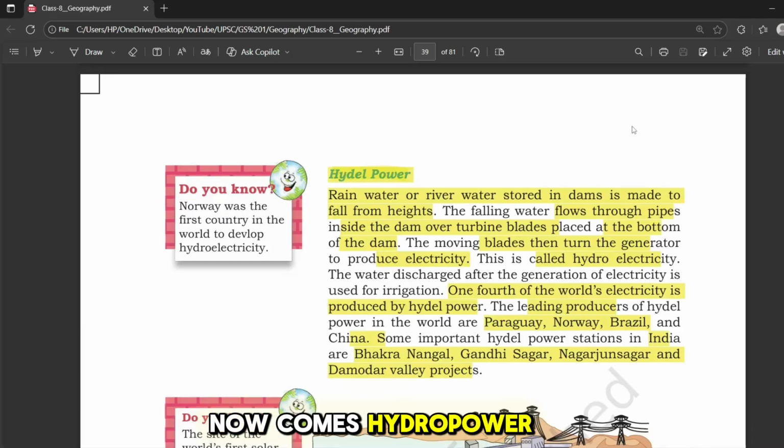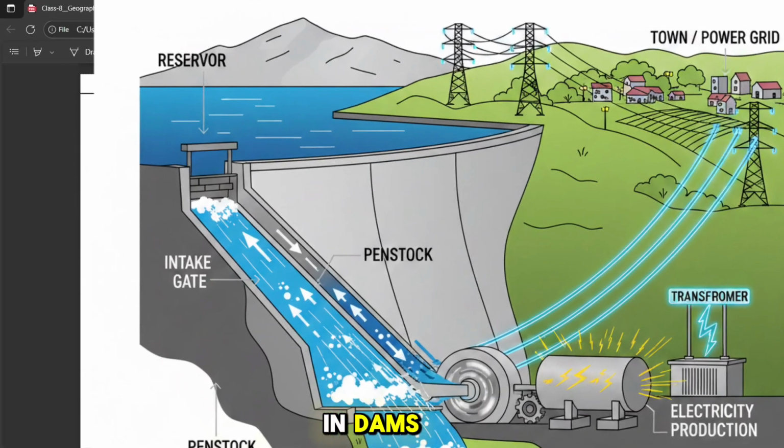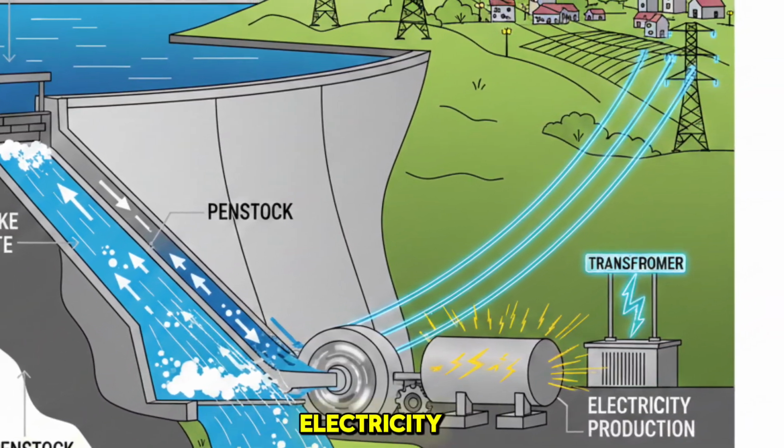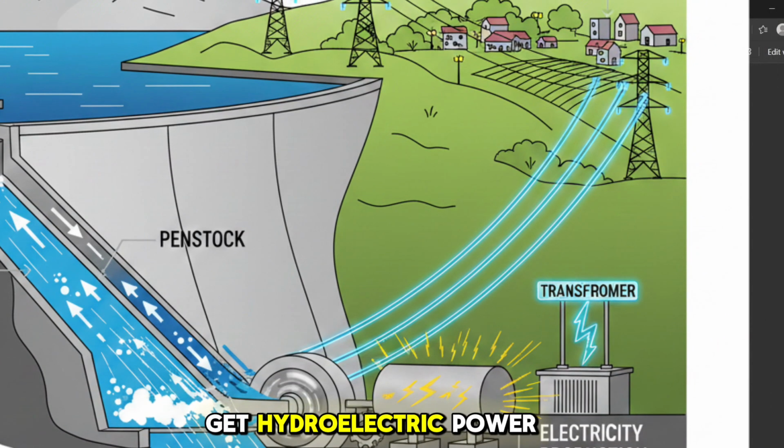Now comes hydropower, that is energy from water. Rainwater or river water is stored in dams. When it falls from a height, it moves the turbine blades, which rotate and generate electricity. That's how we get hydroelectric power.